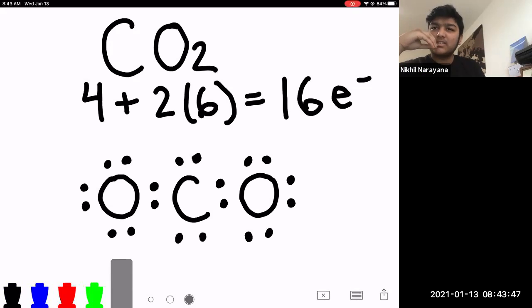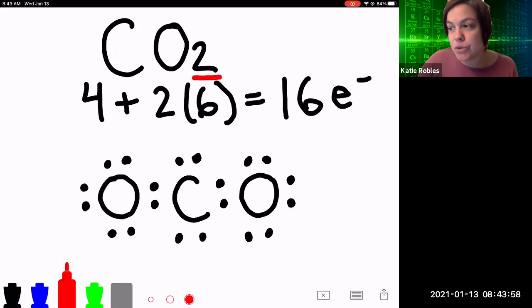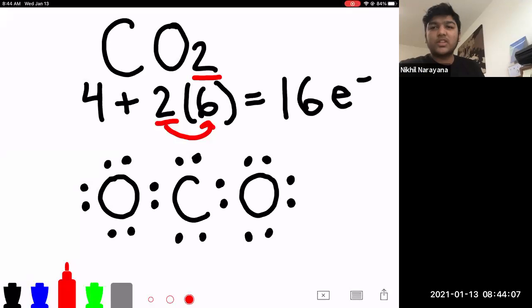Miss Robles, I just wanted to make sure that for the element which has the subscript, generally you should put the valence electrons in for that, right? Yeah. So right here, this 2 means that there are twice as many oxygen atoms, so you need 2 times as many electrons. Also, six is the valence electrons, right? Yes.